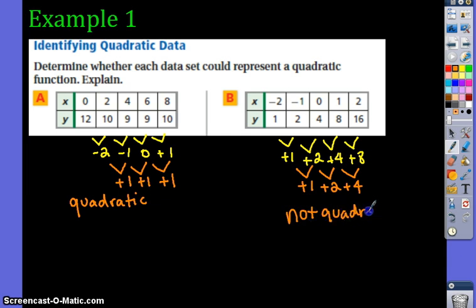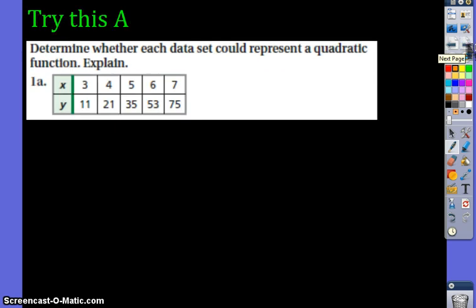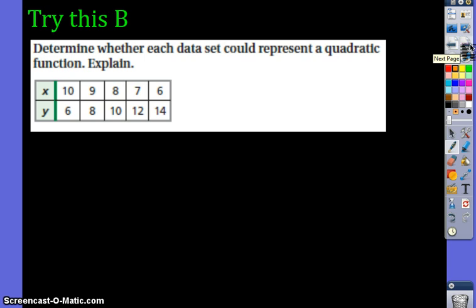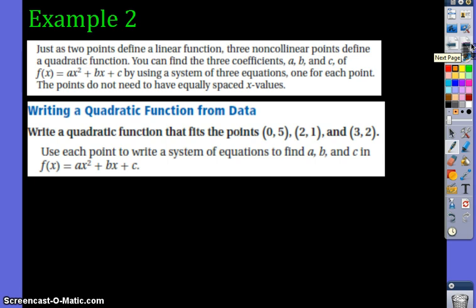All right, so why don't you guys try this one? Tell me if that's quadratic. And this one, tell me if that's quadratic. All right, now this is the big mama problem of today. It's going to be a little bit of work, so get those pencils ready.